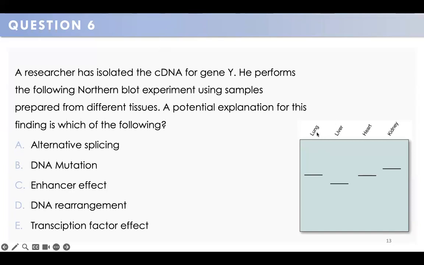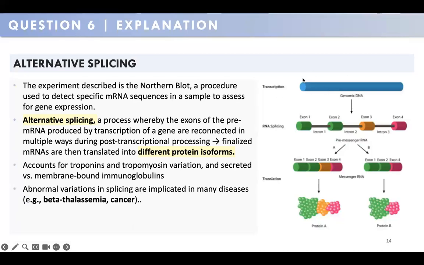As you can see, we have gene Y, which is the complementary DNA, and from different tissues we have different kilobases, or they have different sizes. What accounts for having the same gene but different protein products is alternative splicing. Alternative splicing is the process where the exons of the premature mRNA produced by transcription are combined in different ways in order to produce different proteins. So it's clear in this picture that we produce different protein isoforms.